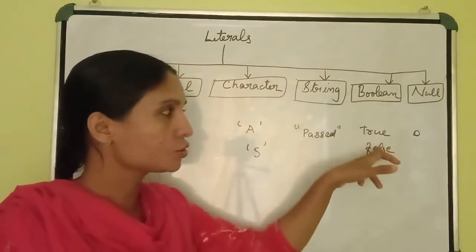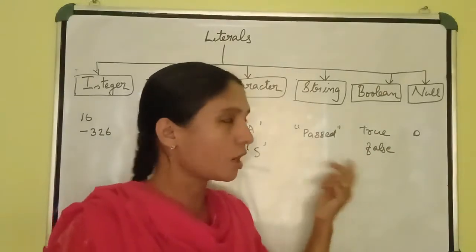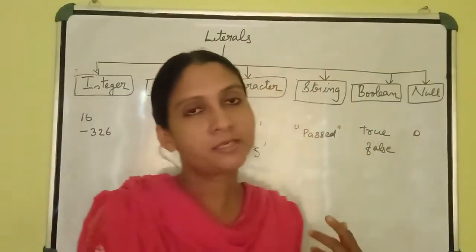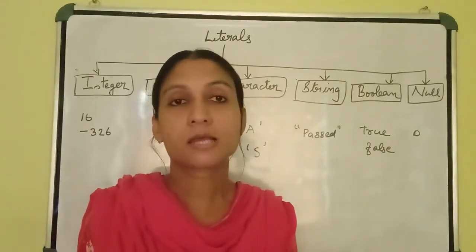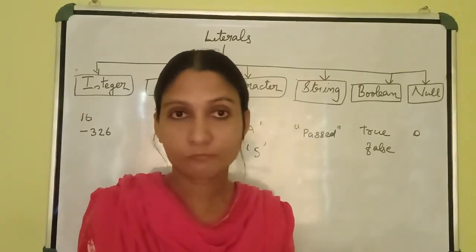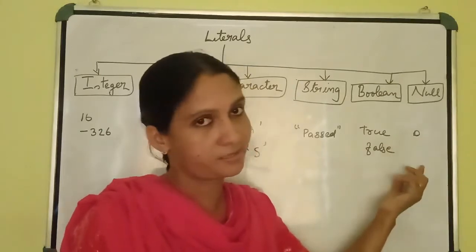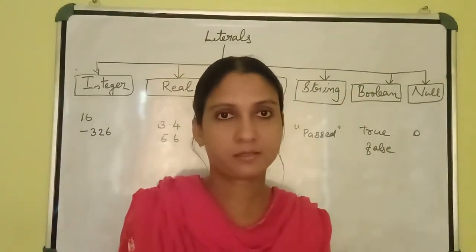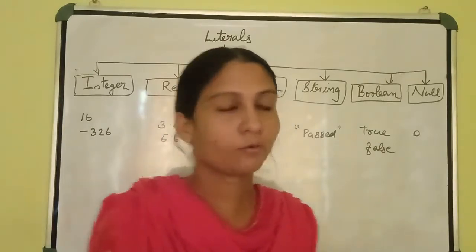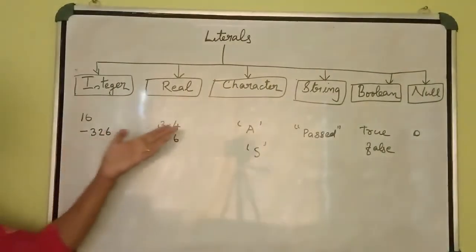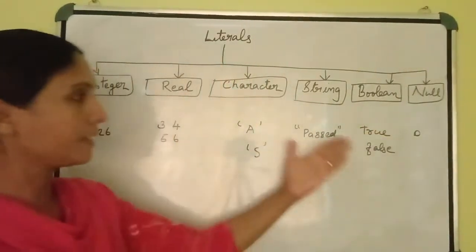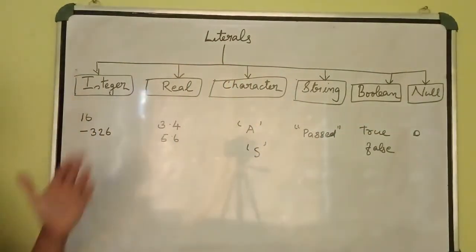And boolean means true or false. These are the two outcomes of boolean literals. What's meant by null? Null literal means the absence of values, and it is used to initialize the object or arrays. Null literal means no value. Okay, and these are the different types of literals: integer, real, character, string, boolean, and null. And these are the examples of these literals.